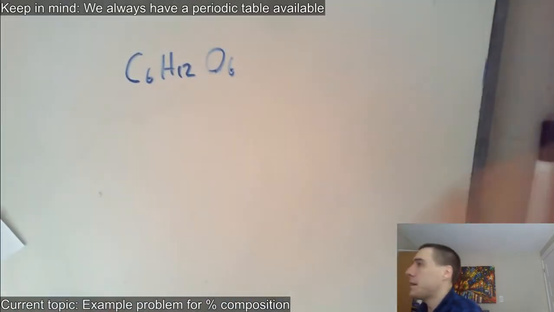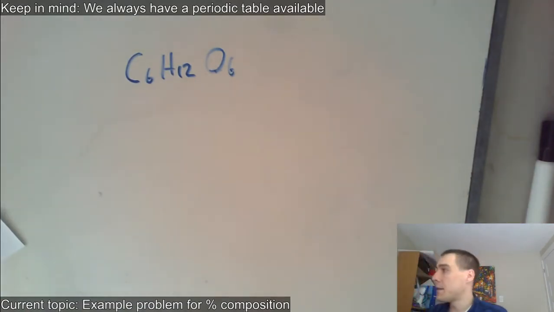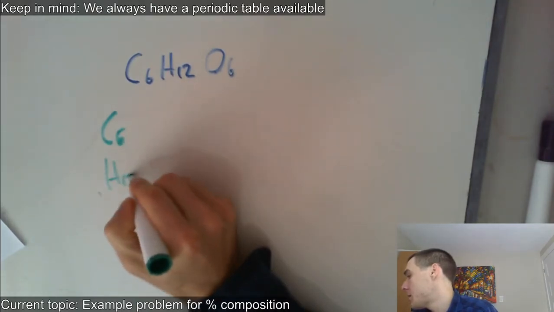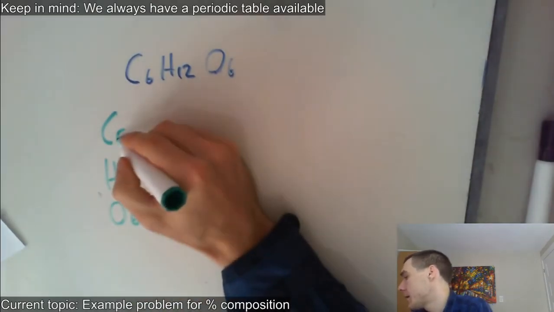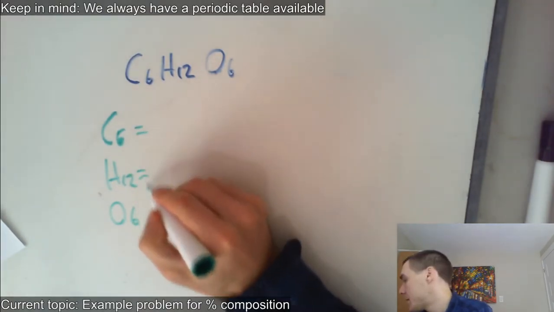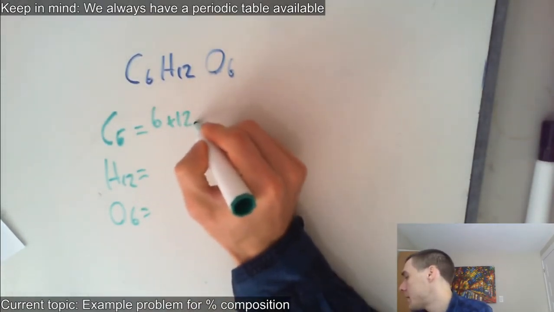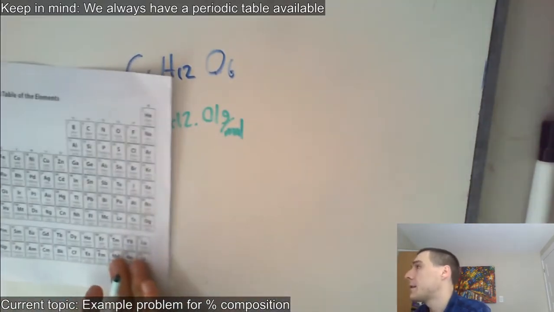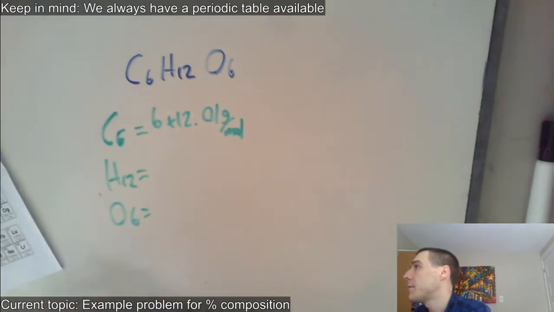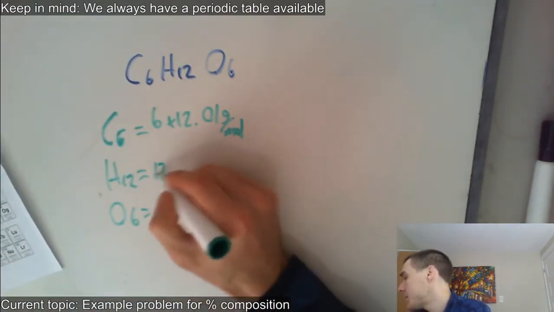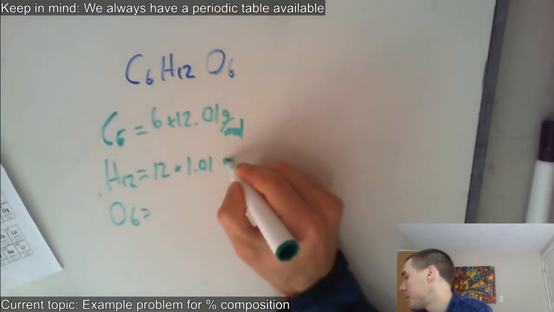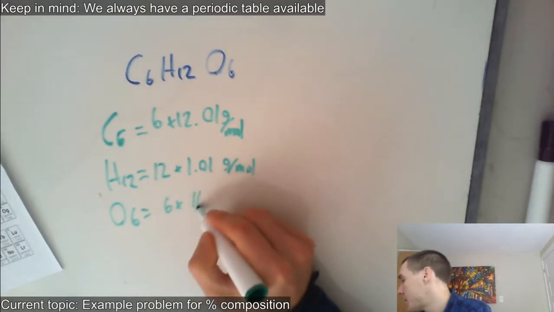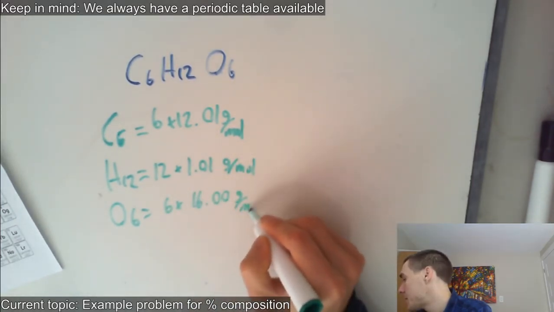I'm going to set it up in a typical kind of figuring out the molar mass. I've got C6, H12, and O6. C6 is going to be 6 times 12.01 grams per mole, because that's what my table says for carbon. I find that in my table. There it is, 12.01. There's 12 hydrogens, multiplied by 1.01 grams per mole. And I have 6 oxygens, 6 times 16.00 for oxygen grams per mole.